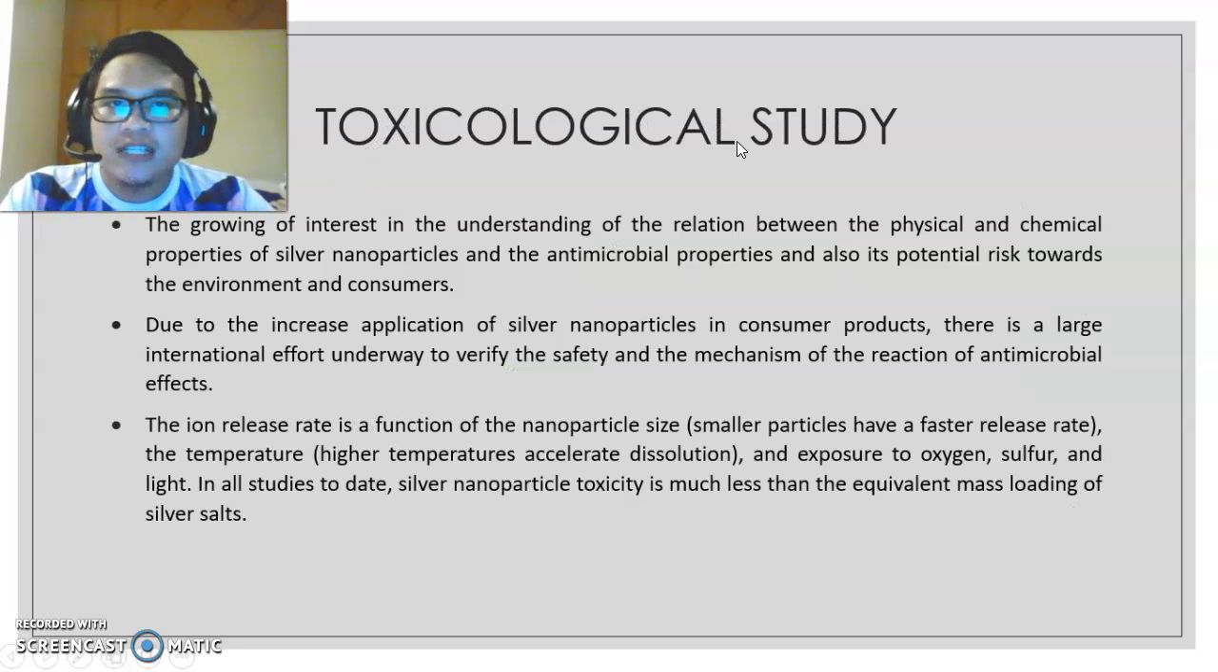The toxicological study of silver nanoparticles. There is growing interest in understanding the relation between the physical and chemical properties of silver nanoparticles and their antimicrobial properties, and also their potential risks toward the environment and consumers. Due to the increased application of silver nanoparticles in consumer products, there is a large international effort underway to verify the safety and mechanism of the reaction of the antimicrobial effects of silver nanoparticles.